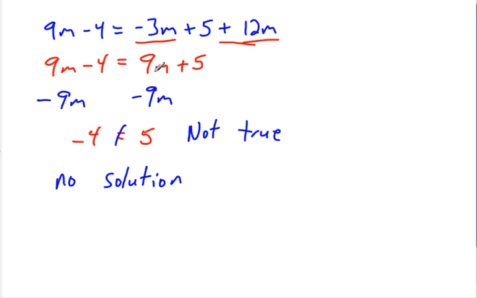So again, we get to this area by just solving for m like we normally would. It just turns out that when we try to eliminate the variable from one side, it gets eliminated from both sides. So we end up with a not true statement. No solution. This would be the way you answer it.